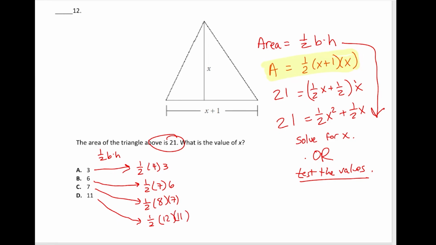And each one of these you can put into the calculator. You don't need to do any of this by hand, although these numbers aren't too big, so you might be able to. But here the area is 6. For B, the area is 21. For C, the area is 28. And for D, the area is 66. So you can see that clearly the answer is B.